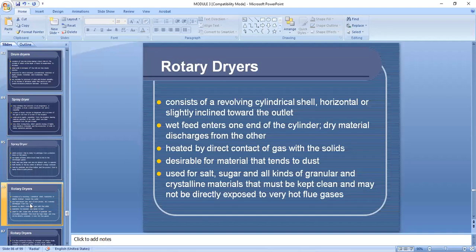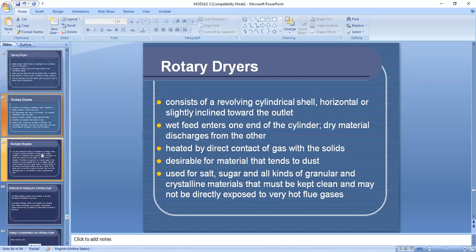Okay, we go to the rotary dryers. This consists of a revolving cylindrical shell, horizontal or slightly inclined towards the outlet. The wet feed enters one end of the cylinder. The dry material discharges from the other. Now, it is heated by direct contact of gas with the solids. And this is desirable for materials that tend to dust. So this is the one that is used in cement manufacturing. It is used for salt, sugar, and all kinds of granular and crystalline materials that must be kept clean and may not be directly exposed to very hot flue gases, in the case of rotary dryers.